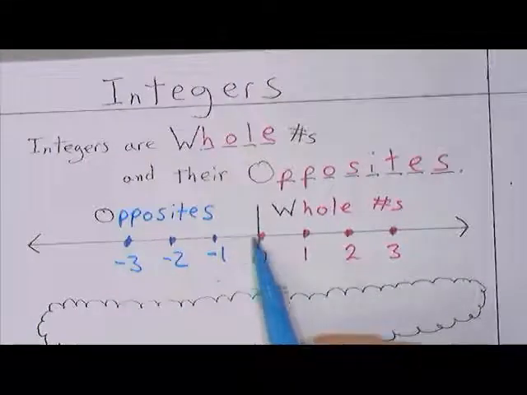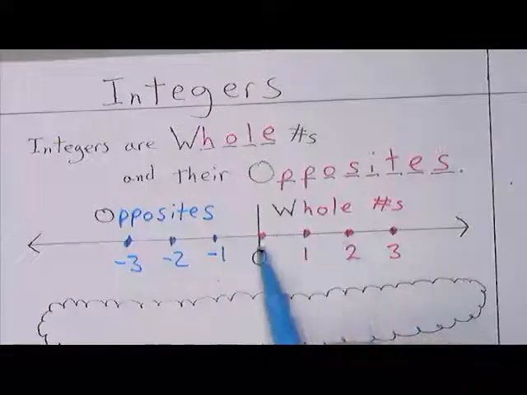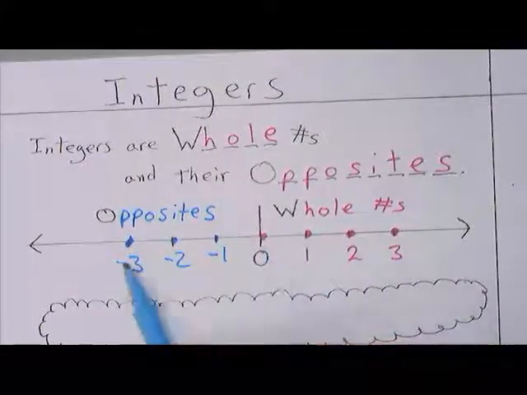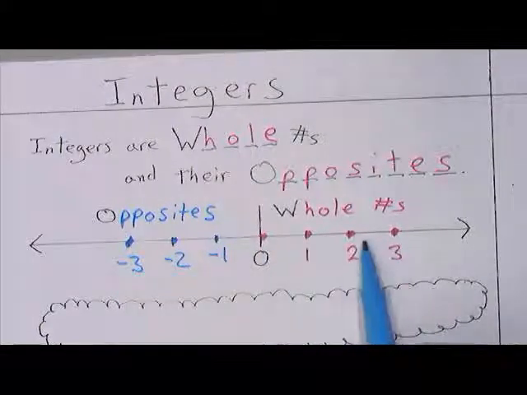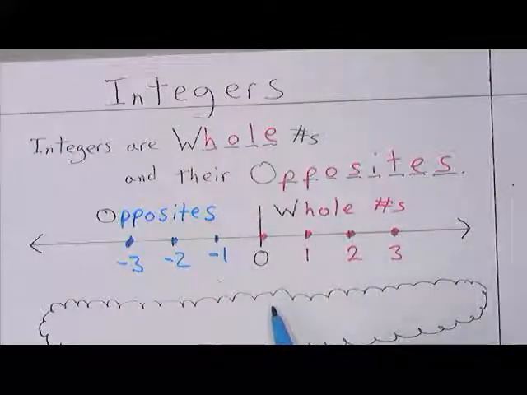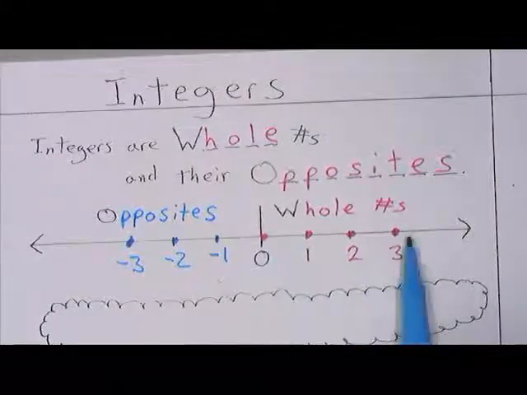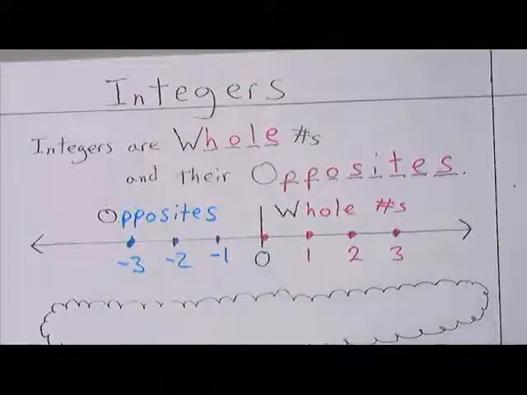Notice that they are not numbers in between. They're only the numbers that you basically can count on and the negative numbers. So think of numbers that you can count on your fingers and the opposite of those.